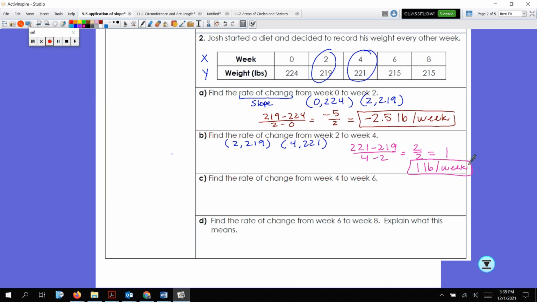So C says we're going to find from week 4 to week 6. So let's erase 2 and circle 6. Okay, so now my ordered pairs are 4, 221 and 6, 215. All right, let's check it out. So 215 minus 221 over 6 minus 4. 215 minus 221 is negative 6 over 2, which is negative 3 pounds per week.